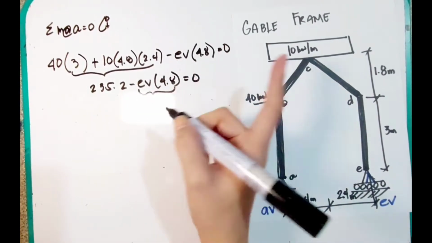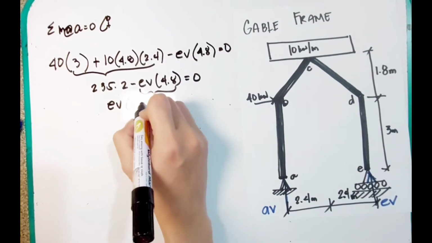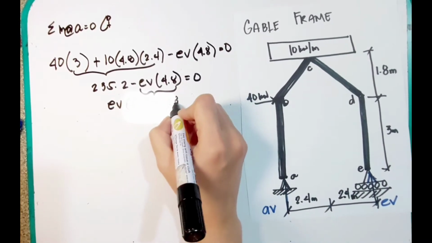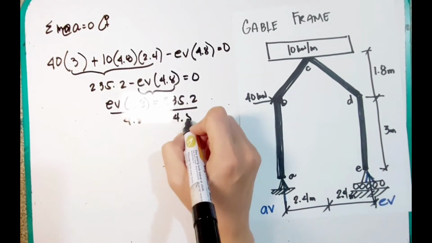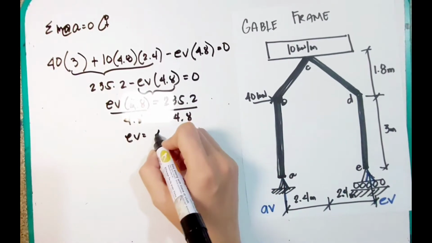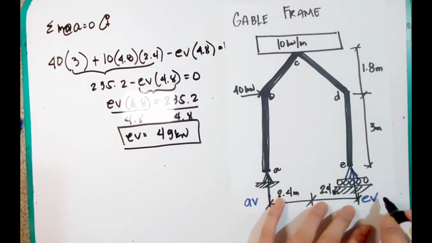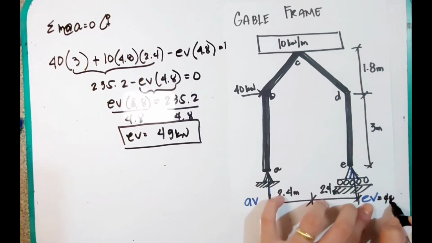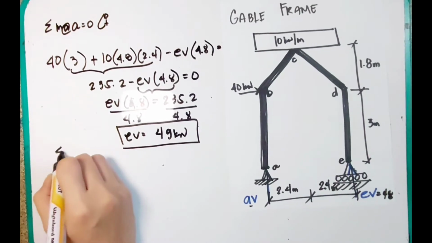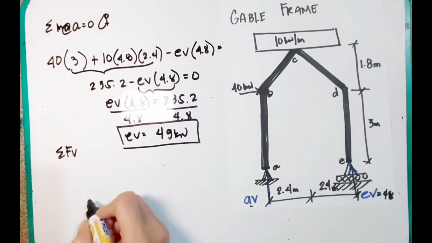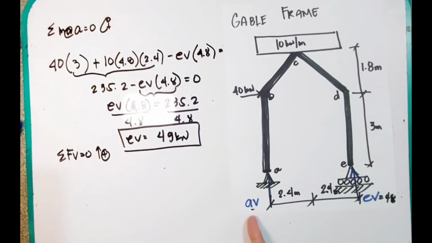Transpose natin to sa kabila to make it positive. We have 4.8 EV is equal to 235.2, divided by 4.8, divided by 4.8. So, our EV is positive 49 kilonewton. So, if we have EV already, so makukuha na natin ang ating value for AV. So, for AV, we have to use summation forces vertical is equal to 0, upward is positive. Ano yung mga upward? Assumption natin yung AV is upward.